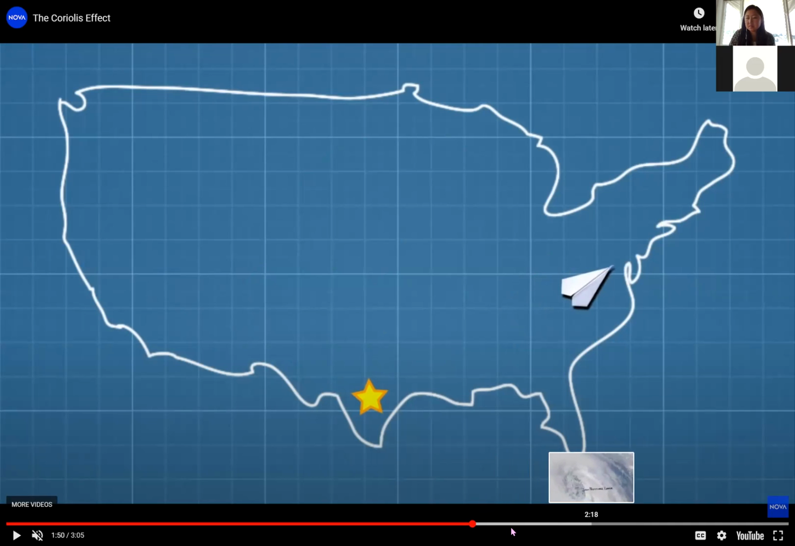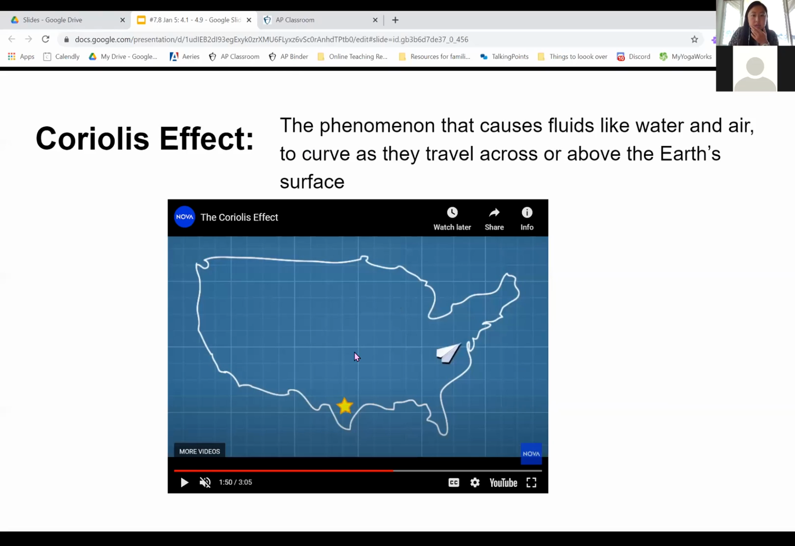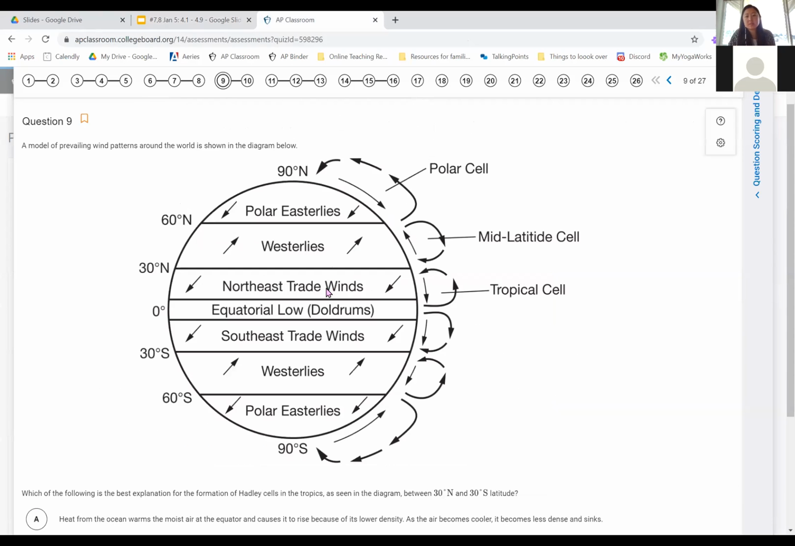Did they talk about that a little bit? I think so. So where are the trade winds exactly? Are they specific to a certain place? Yeah, so the trade winds are the ones that are located here, the northeast and the southeast trade winds. The trade winds are located between the equator and the 30-degree lines.